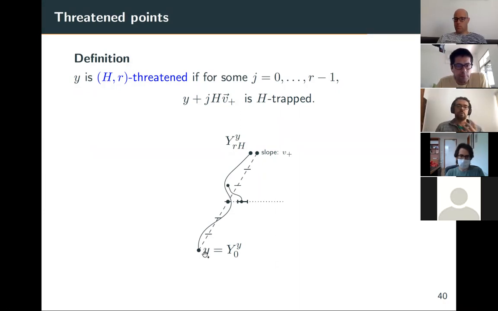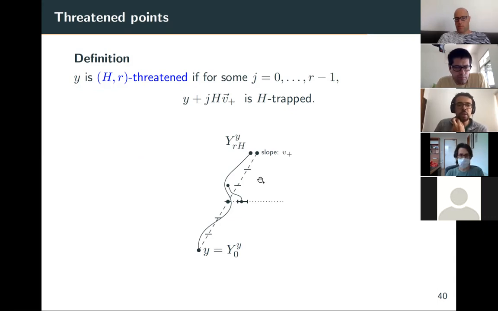Okay, so what's the point in defining this kind of threatened points? First of all, if I make R very large, then I have several attempts of trying to find one of these traps on the right. And they will already account for some delay, unless I can run fast and pass to the right of this trap that you're seeing in the middle of the picture here. So there are two possibilities once you are threatened. Either you really go faster than V plus, which is hard, so you pass on the right of the trap, the small trap here, or you're going to get delayed to the top of your trajectory here at time R H.